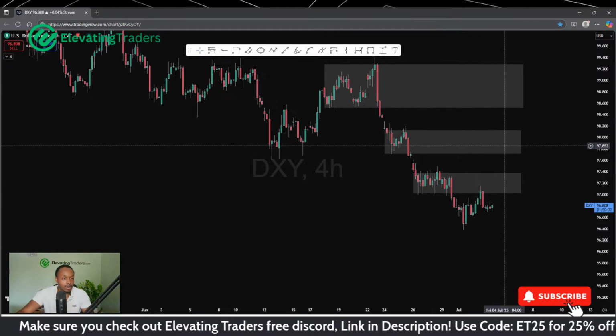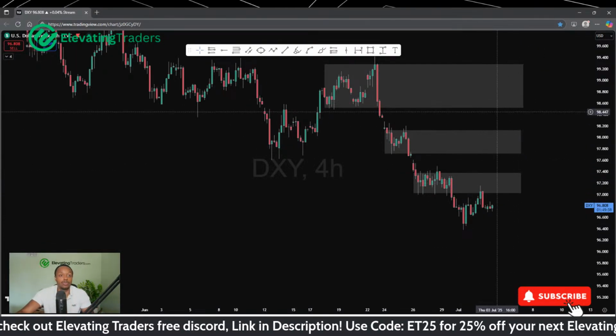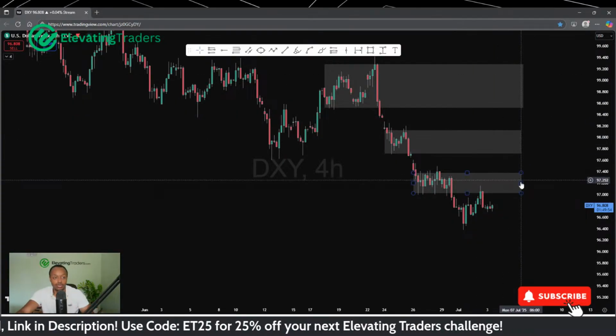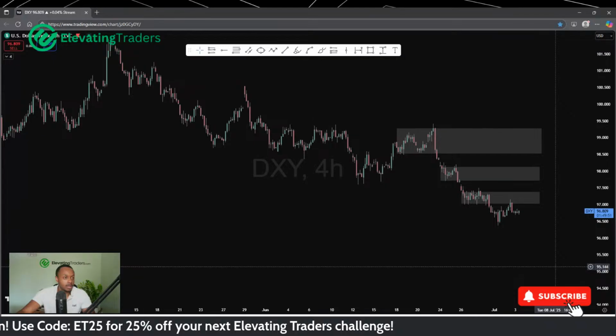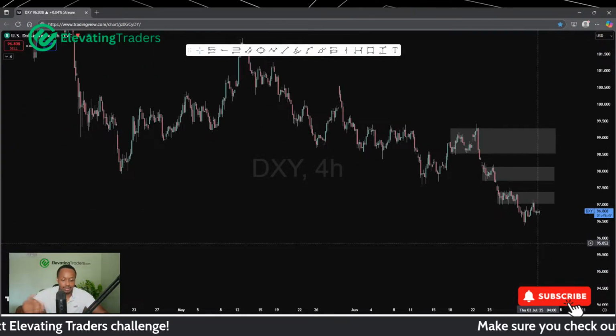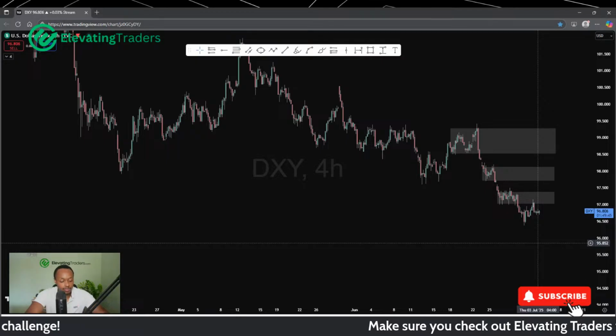And I would still keep an eye on these zones, 97.2, 97.8, 98.6, as areas where price could potentially react and see some downside. But yeah, USD so far pretty bearish, but I am expecting to see some upside soon for USD. Just have to be patient.